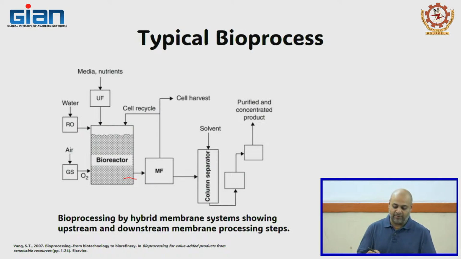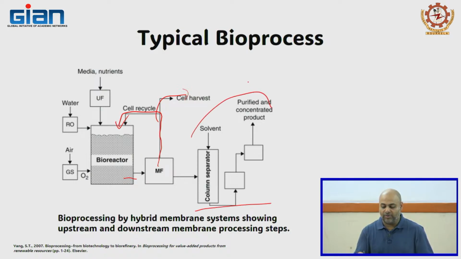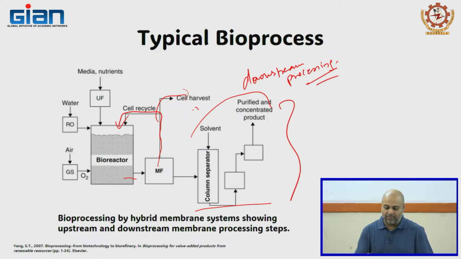Now, after the membrane filtration, some of the cells go back as cell recycle, or you can harvest the rest of the cells. Some you put back, some you reharvest, and whatever product you have after the membrane filtration, you can do the downstream process, the downstream processing. So, this is your downstream processing. Now, this is where the maximum cost is.